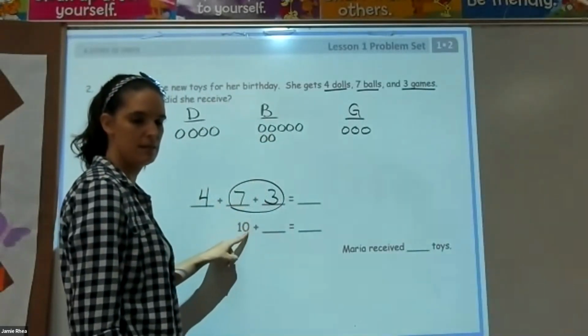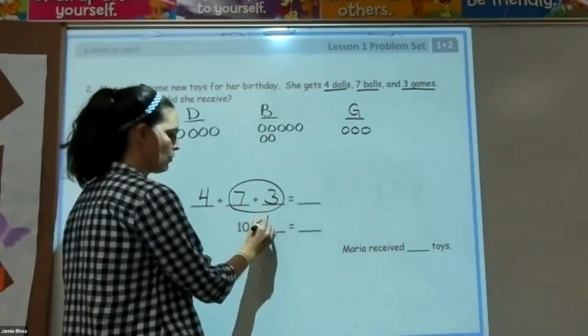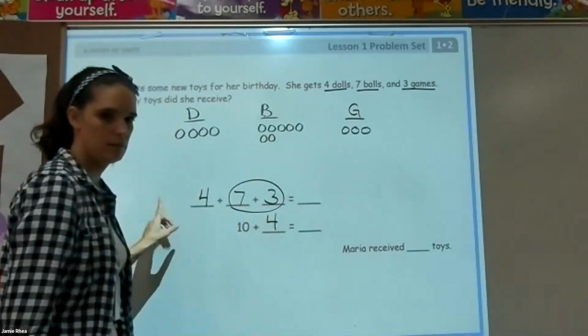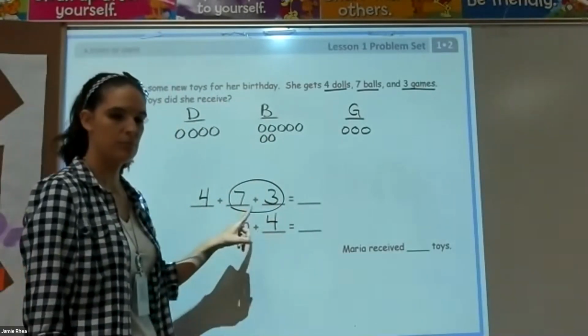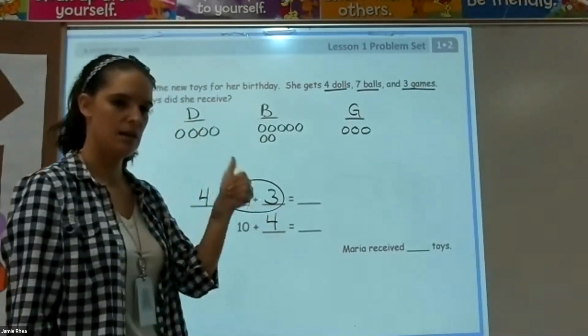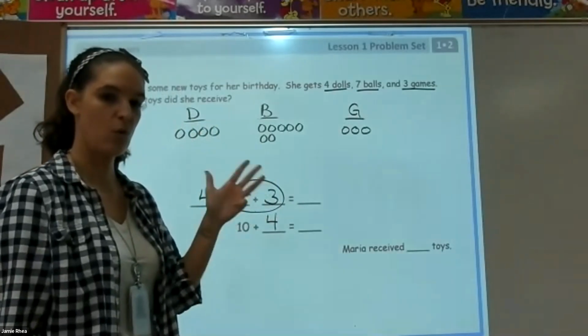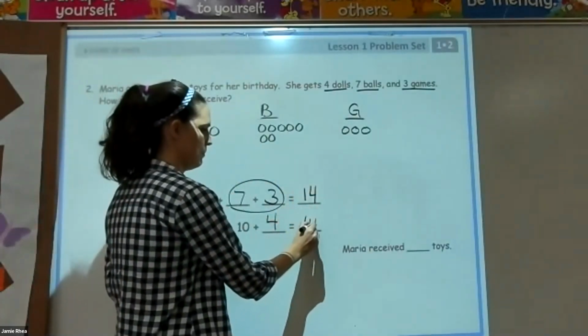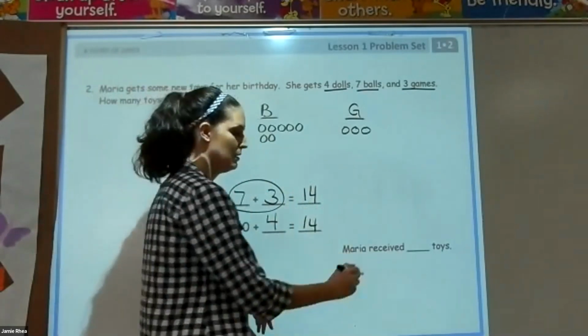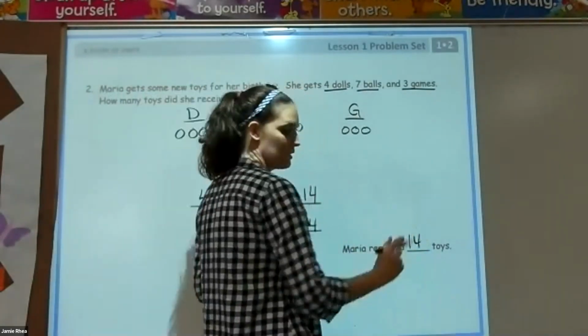Here's my 10. Didn't use 4 yet, so I'm going to bring 4 down here. Okay, see where I got my 4? Now, 10 plus 4 more. 10, 11, 12, 13, 14. Maria received 14 toys.